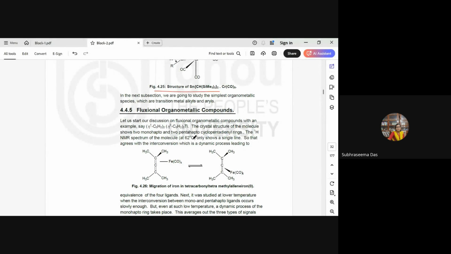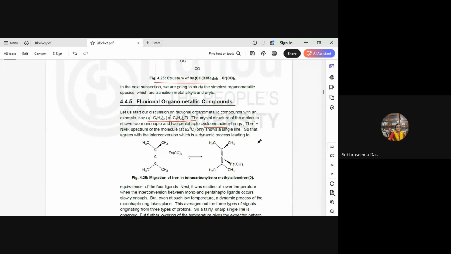Then coming to fluxional organometallic compounds. So what are these fluxional organometallic compounds? To understand this, we will take an example: (η1-C5H5)2(η5-C5H5)2Ti, where the metal is titanium. The crystal structure of this molecule shows two monohapto and two pentahapto Cp rings, that is, cyclopentadienyl rings.